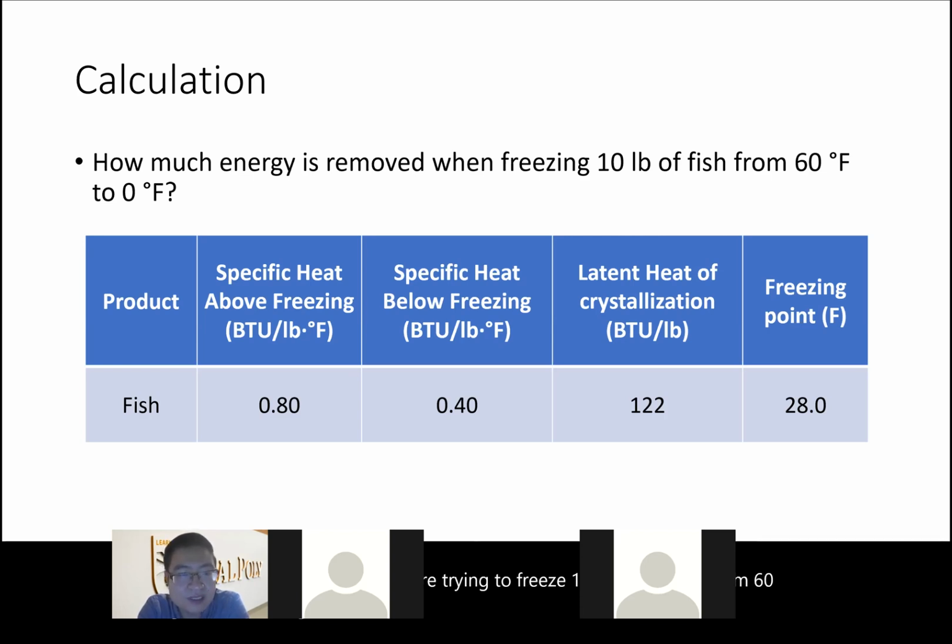And so here are the parameters of fish. The first column is the specific heat of fish in liquid form, above the freezing point. The second is the specific heat of fish when it's frozen, right? Because after freezing, we keep dropping the temperature from the freezing point to 0, right? The third is the latent heat of crystallization of fish. And finally, we have the freezing point.